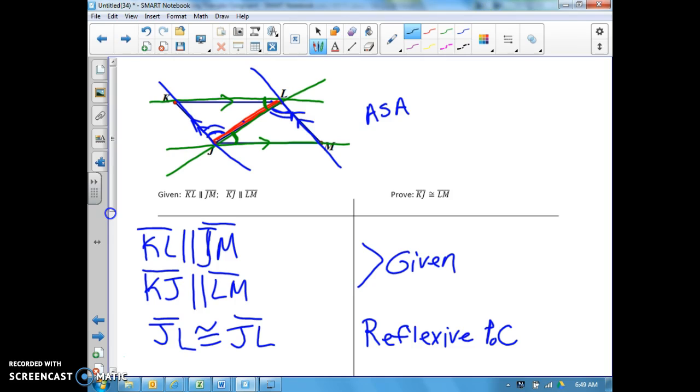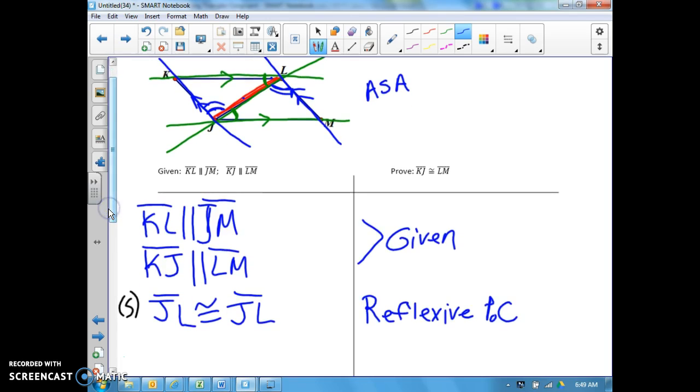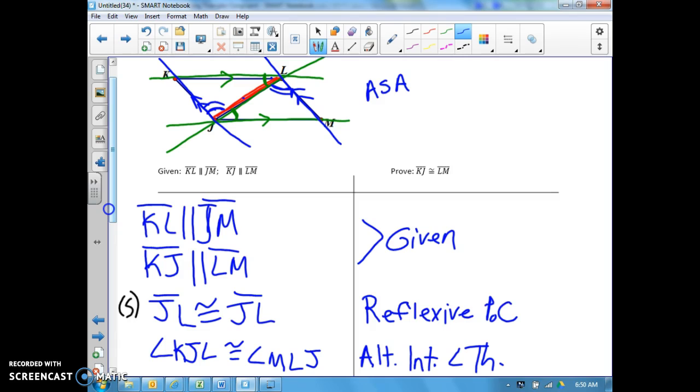And that gives me my side right there. Okay. Now, let's look at these angles. Well, I'm able to say that angle KJL is congruent to angle MLJ. Well, they're alternate interior angles. So I'm able to say that by the alternate interior angle theorem.